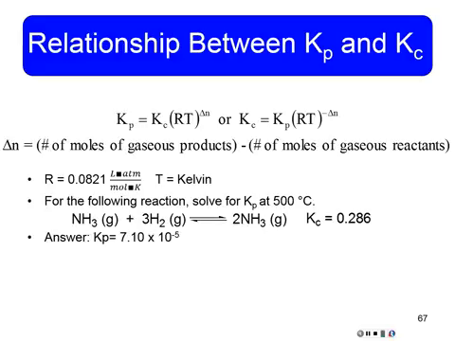So what I want you to do is, you're given Kc, so I want you to find Kp. So there it is right there. You would plug in Kc is 0.286 times R, which is 0.0821, times T, which is 500 degrees C, which in kelvins, that's going to be what? 773. And this is all to the power of what?